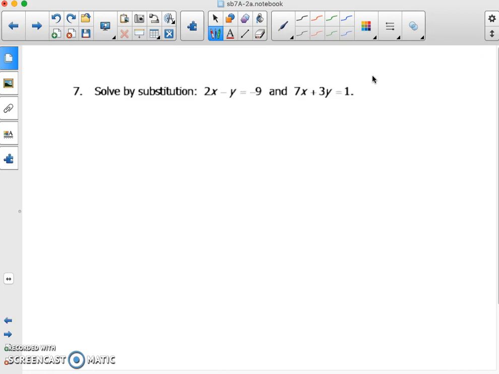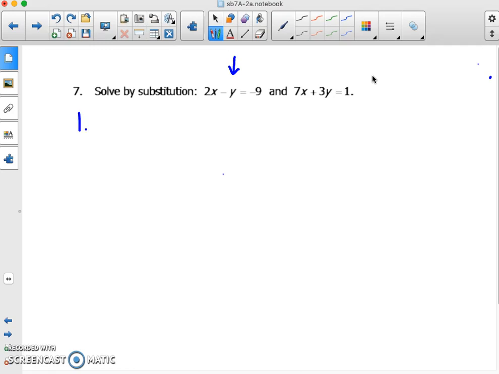Let's go to the first question. Solve by substitution. So 2x minus y equals negative 9 and 7x plus 3y equals 1. The first thing you want to do is solve one of these equations. Now, it really doesn't matter which equation you solve, but there is one equation that would be easier, and the easier equation is this one. All right, so what we want to do is solve for y here.